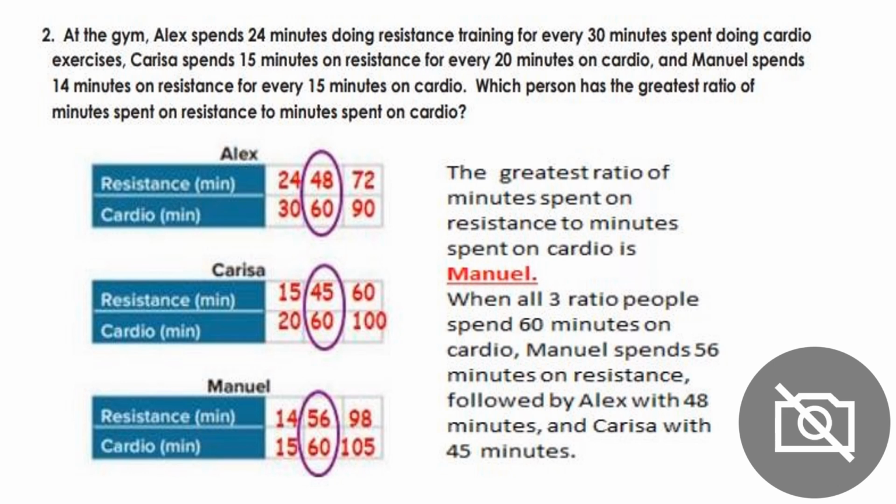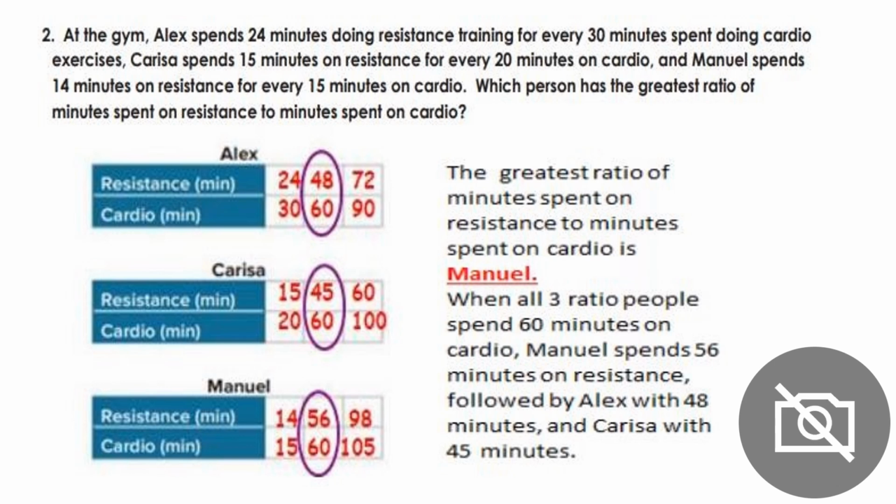Okay, so see here, first one, 24 minutes doing resistance training for every 30 minutes doing cardio. So 24 resistance for every 30 cardio. Here 15 resistance for every 20 cardio. Here 14 resistance for every 15 cardio. Okay, so here you see 24 over 30, 15 over 20, 14 over 15, these are in different forms. So we have to make this into a common one.